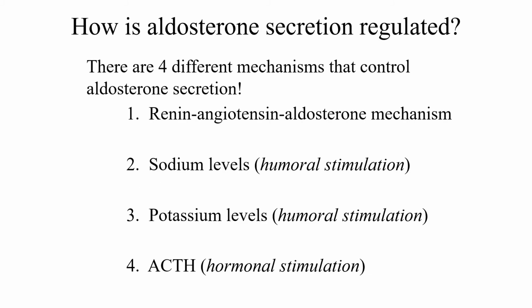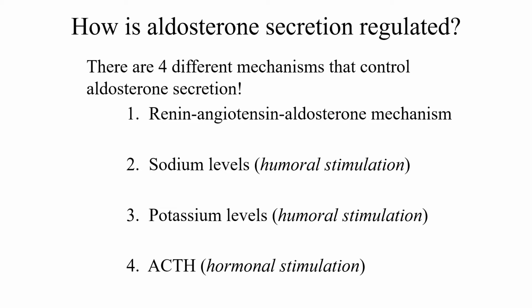So this is an unusual hormone. There are in fact 4 mechanisms that control aldosterone secretion from the adrenal cortex. We have something called the renin-angiotensin aldosterone mechanism. We'll talk through it first. But then there's also sodium levels that can encourage aldosterone secretion. In fact, if you have low sodium levels, that's a form of humoral stimulation that will encourage aldosterone release. Your kidneys will then keep more sodium. Likewise, high potassium levels can also encourage aldosterone release. In this case, you will secrete more potassium into your urine, getting it out of the bloodstream.